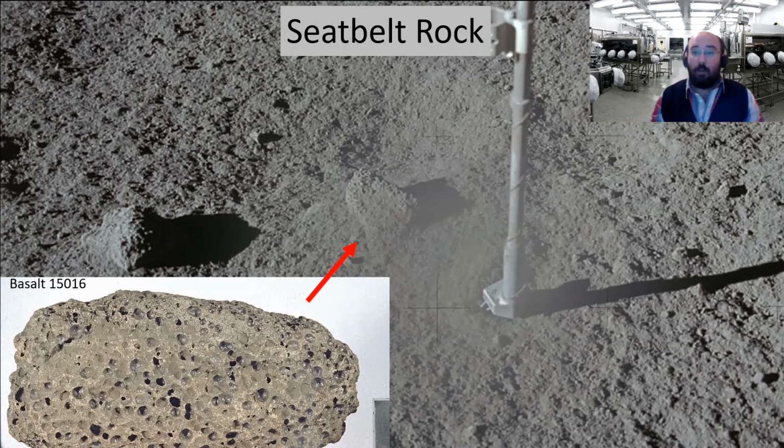And so, thanks to Dave Scott spotting something interesting, we have this really unique sample that tells us something really important about lunar volcanism that a rover mission may have otherwise not been able to pick up on.